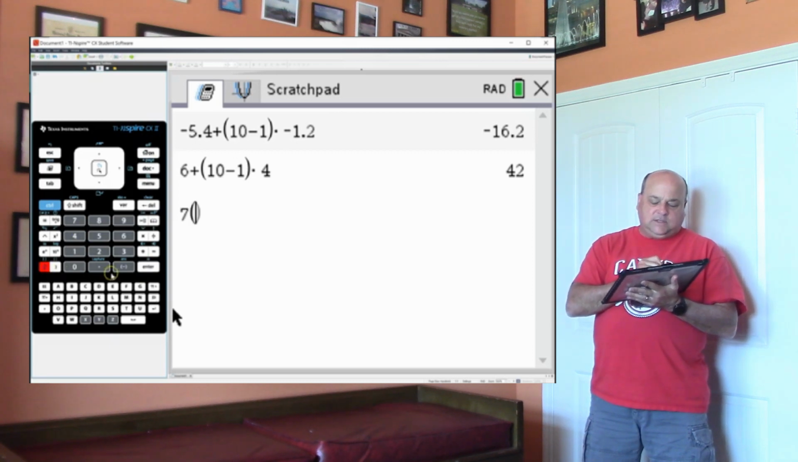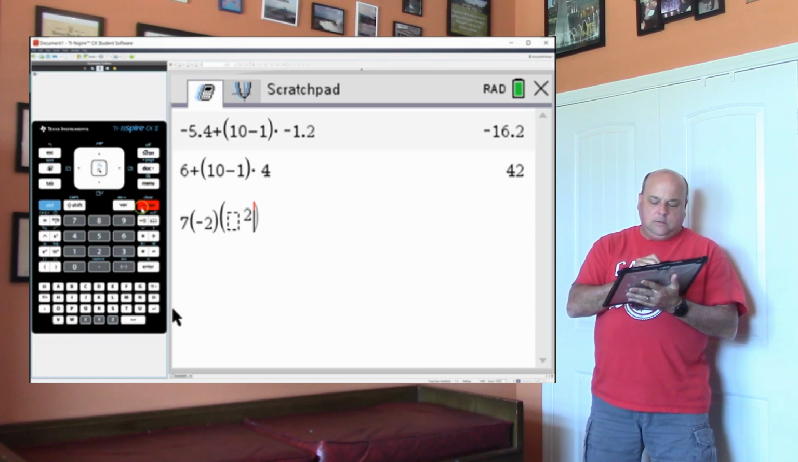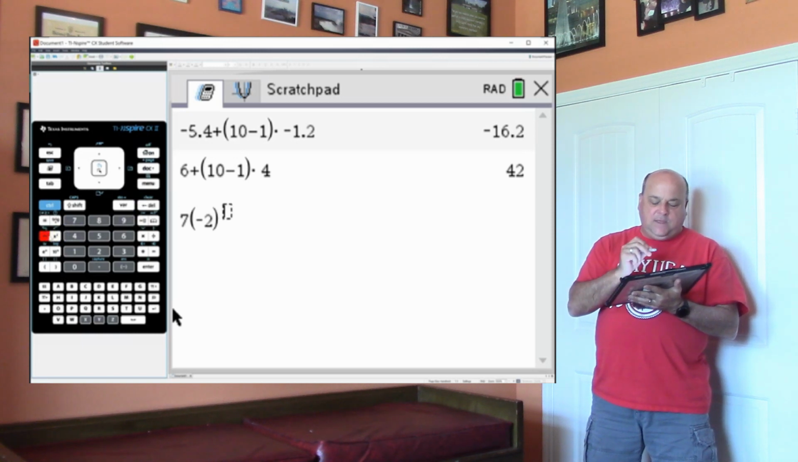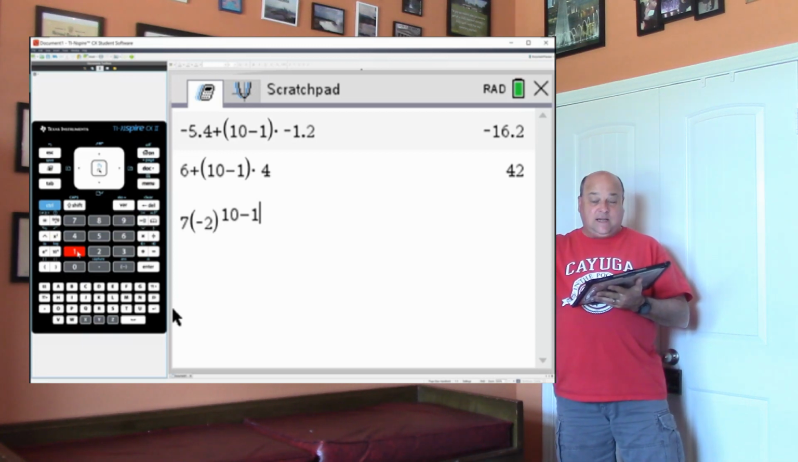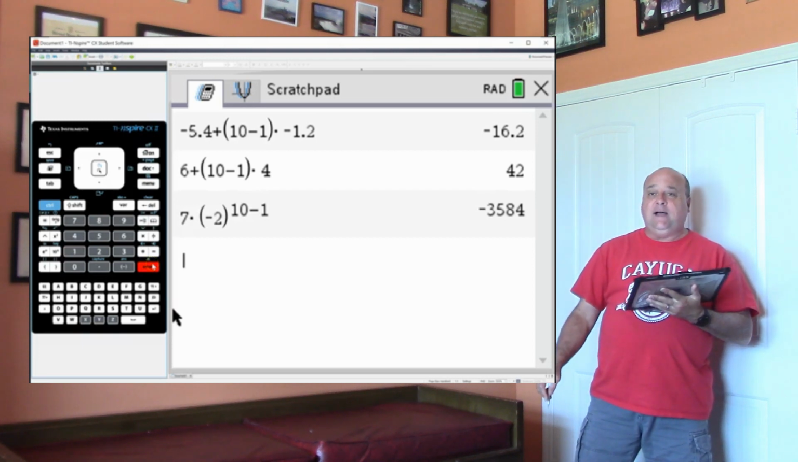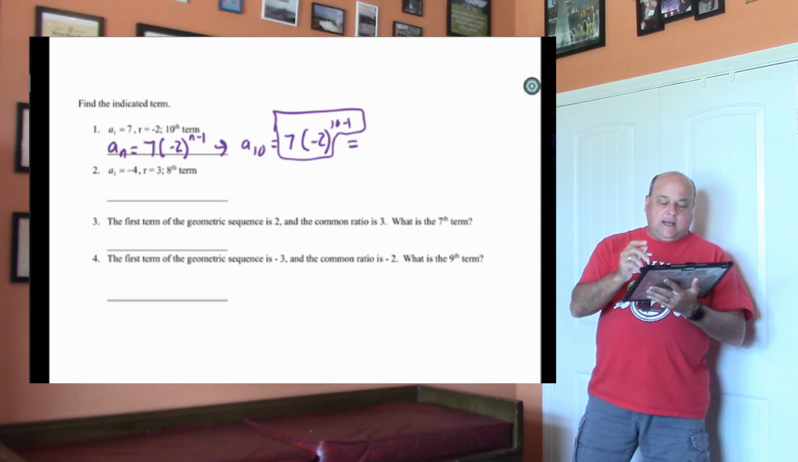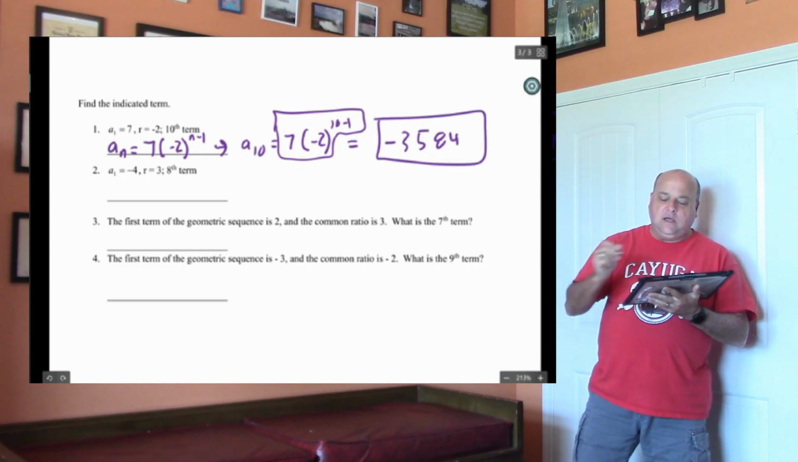So 7, parentheses, -2 is my common ratio, control x squared, not control x squared, or I'm sorry, just the x, nope. It's the caret button, I'm sorry. Okay, so the caret button, and then I'm going to type in 10 minus 1. So 7, parentheses, -2, hit the caret button to get the exponent, 10 minus 1, hit enter, and boom, -3584. Okay, so my 10th term would be -3584. Piece of cake, okay?